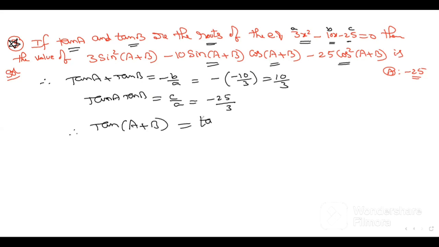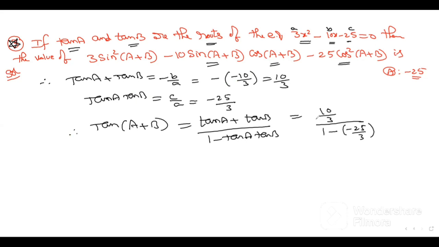So tan A plus B formula is tan A plus tan B by 1 minus tan A tan B. Here tan A plus tan B value we have got 10 by 3, by 1 minus tan A tan B value minus 25 by 3. So after simplification it is going to be 5 by 14.